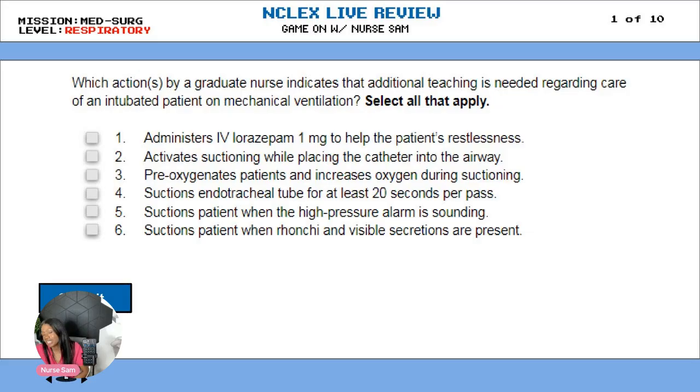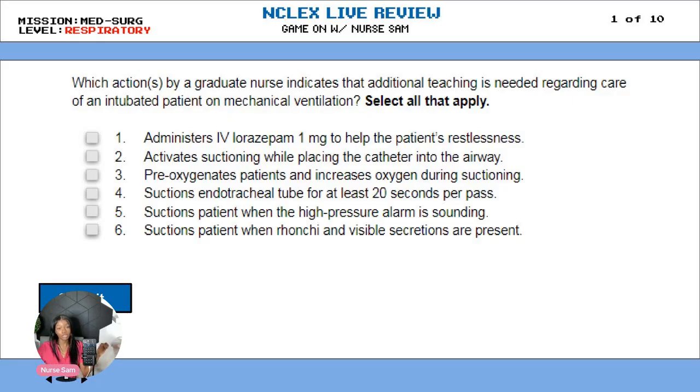This says, which actions by a graduate nurse indicates that additional teaching is needed regarding care of an intubated patient on mechanical ventilation? Select all that apply. Is it 1, administers IV lorazepam 1 milligram to help the patient's restlessness? 2, activates suctioning while placing the catheter into the airway. 3, pre-oxygenates patients and increases oxygen during suctioning.